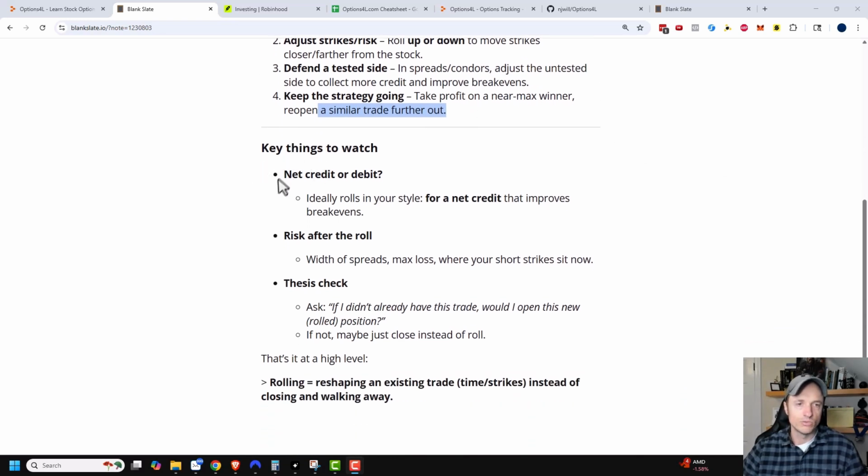So, a few key things to watch. First, net credit or debit. Ideally, you roll for a net credit, as that improves break-evens. And then your risk after the roll, so you've got to watch the width of your spreads, your max loss, and where your short strike sits now. So, just be generally aware of where you're rolling to, as that's where your new position is.